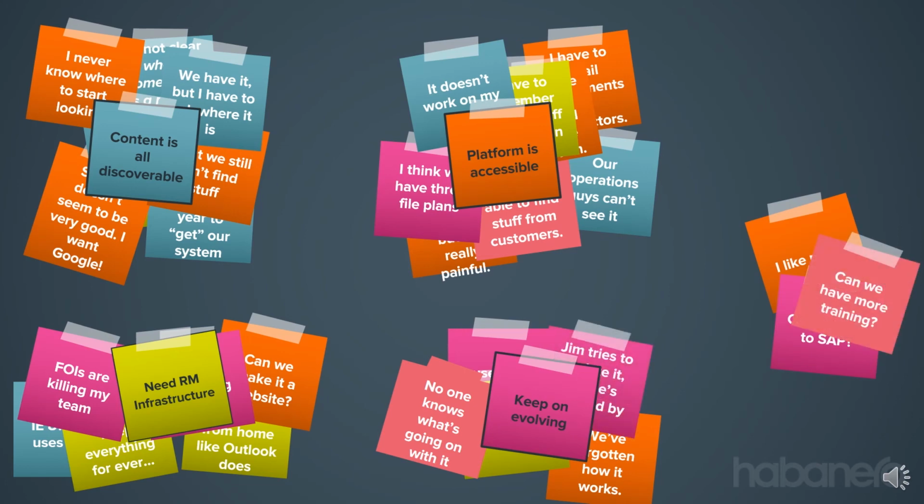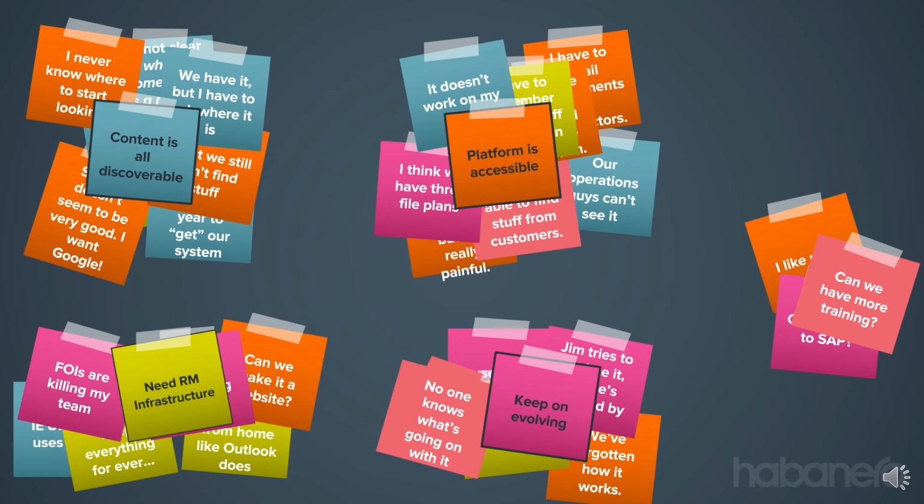Once you have organized them, what you'll want to do is start to figure out a title or a theme for each collection. So here we have content is all discoverable, the platform is accessible, keep on evolving, for example, and need records management infrastructure. The ones on the far right here are sort of miscellaneous ones. They don't really quite fit. It's okay, you won't necessarily be able to group everything. Some ideas will just not really sit in your taxonomy here.